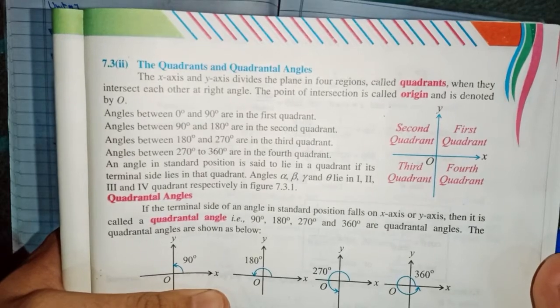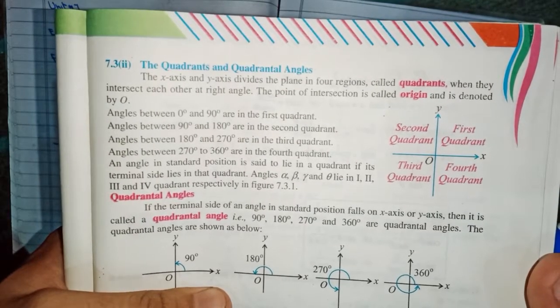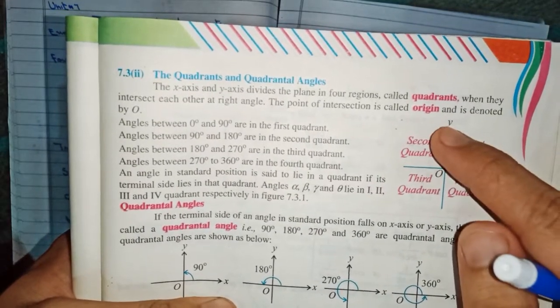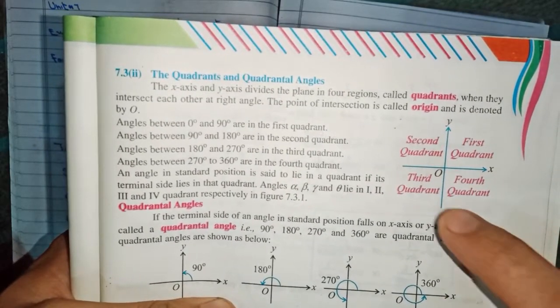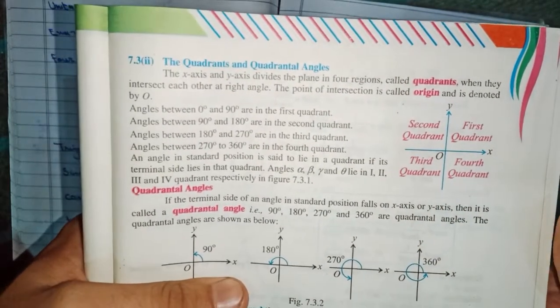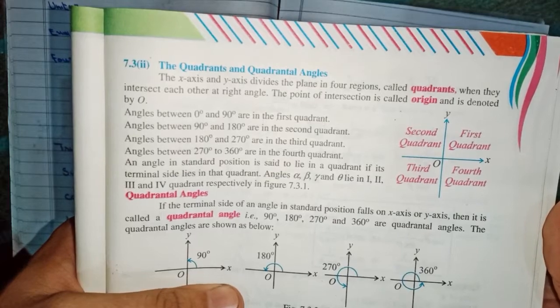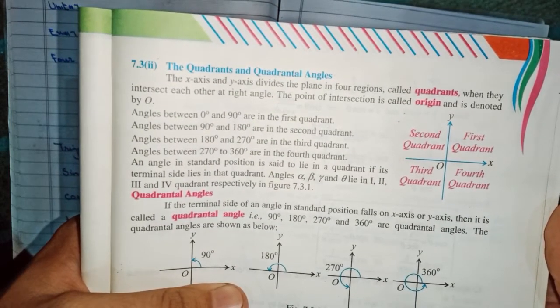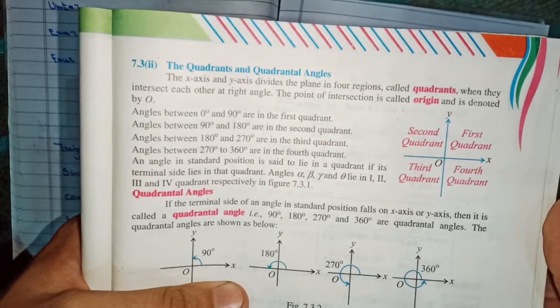Angles between 0 and 90 are in the first quadrant, and 90 to 180 are the second quadrant. 180 to 270 is the third quadrant, and 270 to 360 is the fourth quadrant. An angle in standard position is said to lie in a quadrant if its terminal side lies in that quadrant.